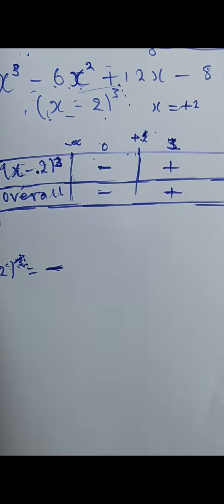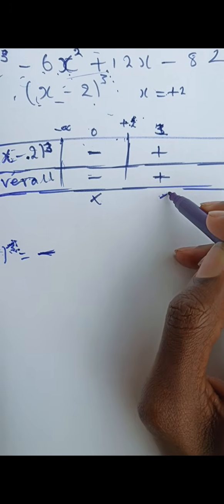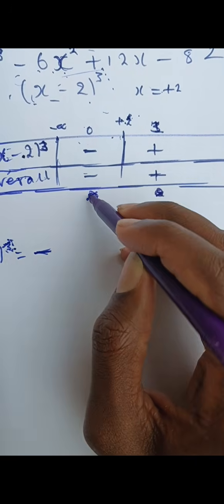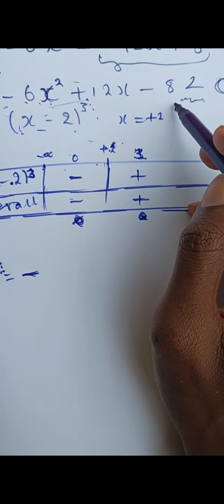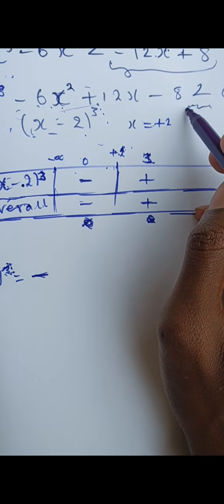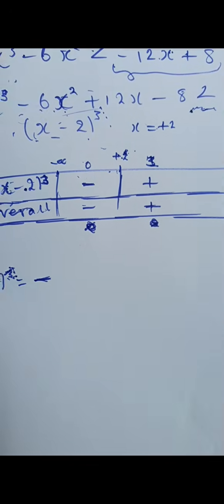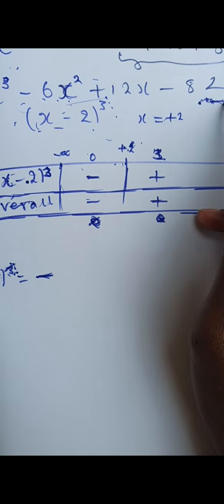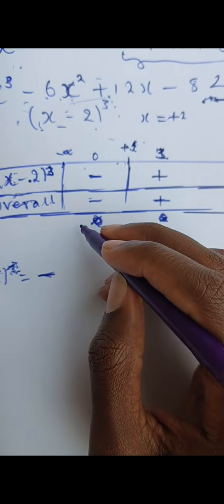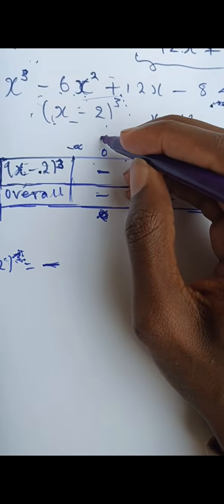Now, we need to know the region where the correct answer is, between this region or this region. Let me just circle them. So what will tell us that is the symbol. If the symbol that is here is less than, it means we'll pick the region where the overall has happened to be negative. But if it was greater than, it means the region we're going to pick is the positive region. So the correct region is this one. Let me mark it. This region here.